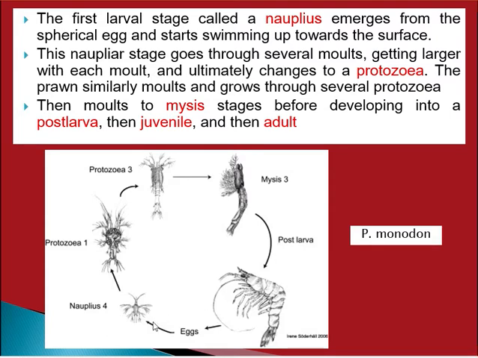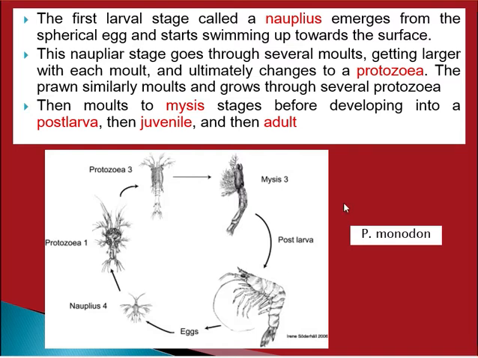The nauplius stage goes through several molts, and it gets larger with each molt, and it ultimately changes to a stage called the protozoea. The prawn similarly molts and grows through several protozoea stages. These are the various protozoea stages you can see. The protozoea will then molt to the mysis stage before developing into a post larva. This is the mysis stage, and the mysis then develops into a post larva, which will then become a juvenile, and then it will become the adult, and the life cycle repeats.